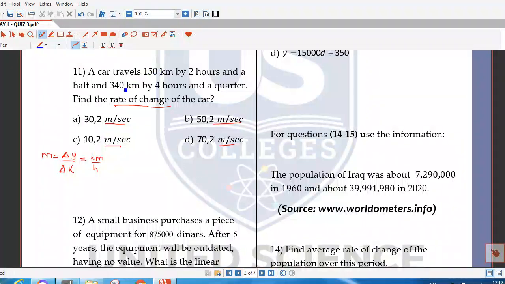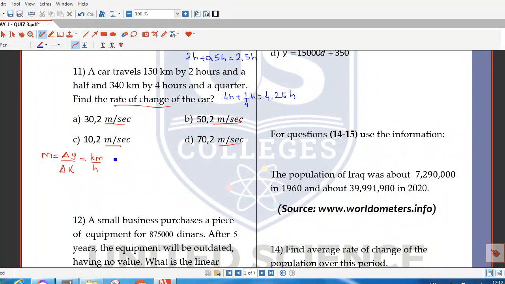Kilometers are given, 150, 340, but to write the time interval, 2 hours and a half will be written as 2.5 hours. And in the second given, 4 hours and a quarter will be written 4.25 hours.